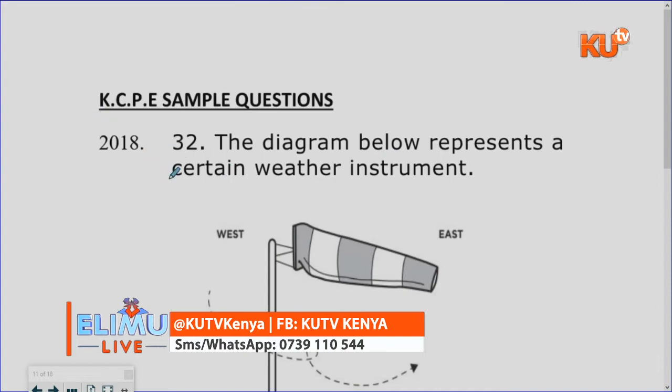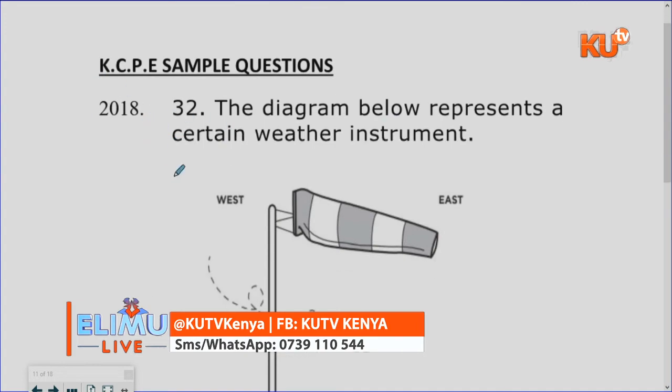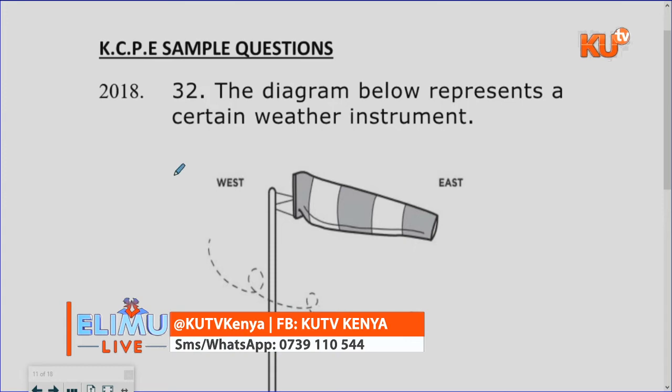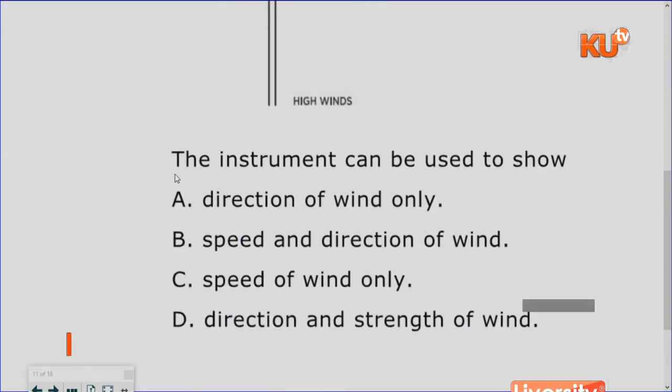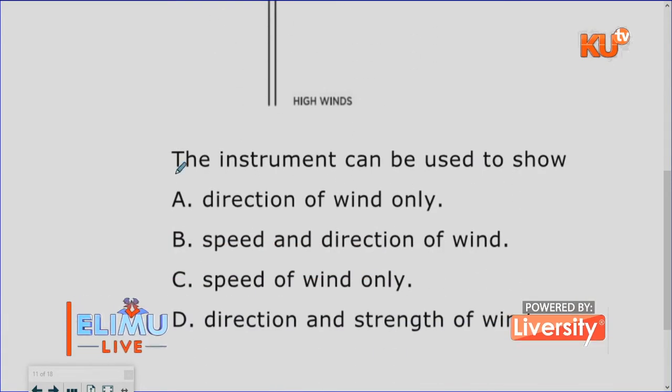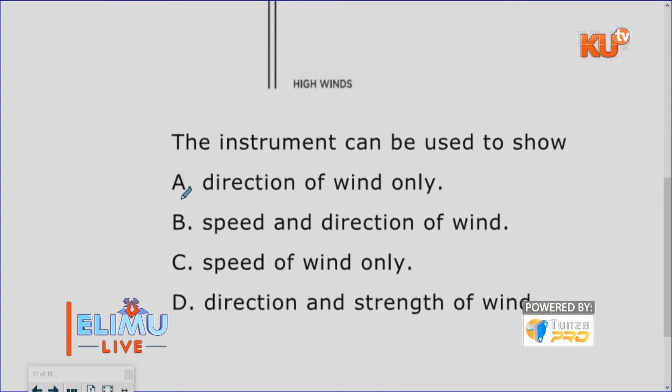So we have 2018 as our first question. The diagram below represents a certain weather instrument. The instrument can be used to show. The first thing that you do, you're going to read the answers and the questions so that you understand.